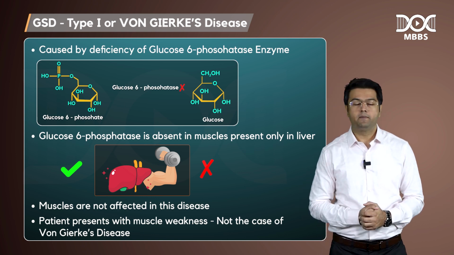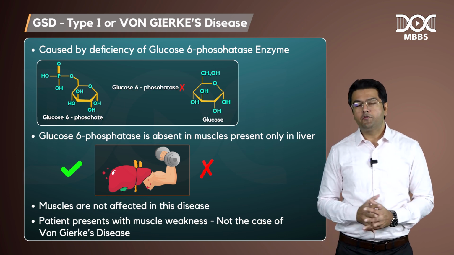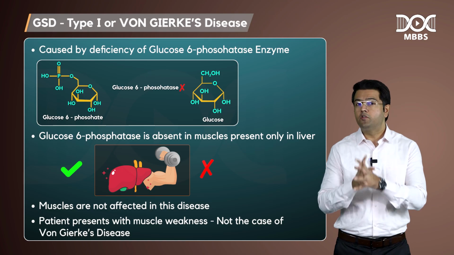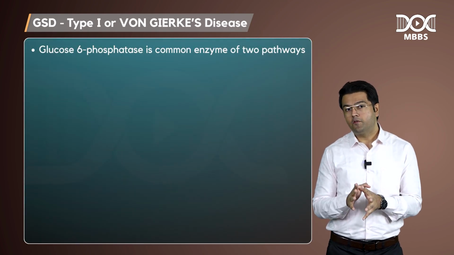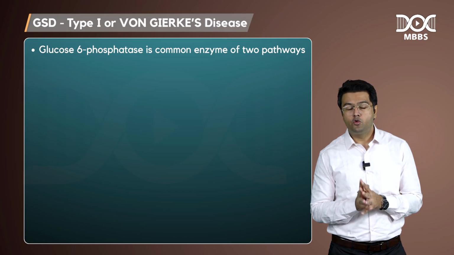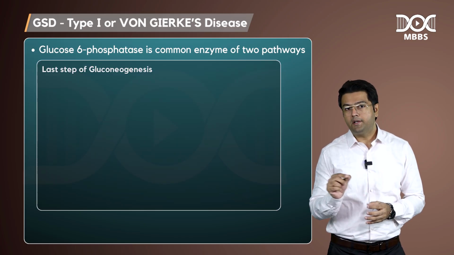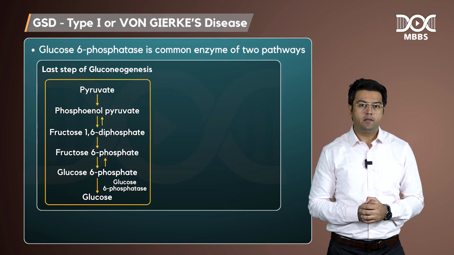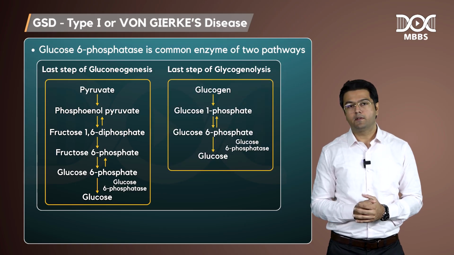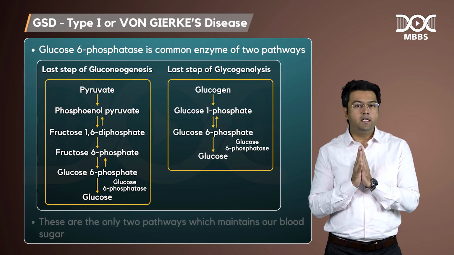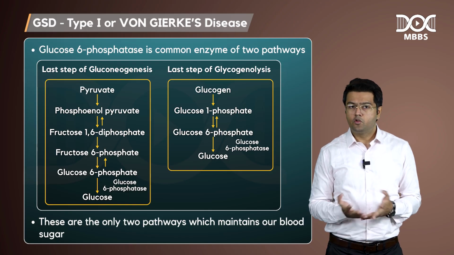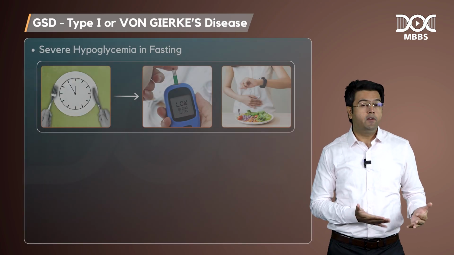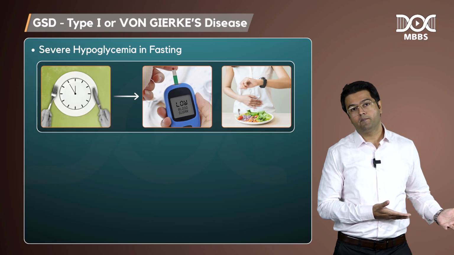So what happens next? If the glucose 6-phosphatase is missing, so guys, which two pathways will be affected? As I told you, glucose 6-phosphatase is the common enzyme of two pathways. The last step of gluconeogenesis and the last step of glycogenolysis. As we know that these are the only two pathways which maintain our blood sugar. So what will happen to this patient? Severe hypoglycemia in the fasting.